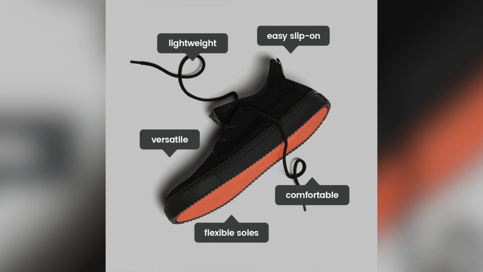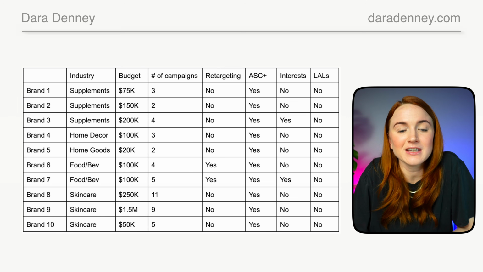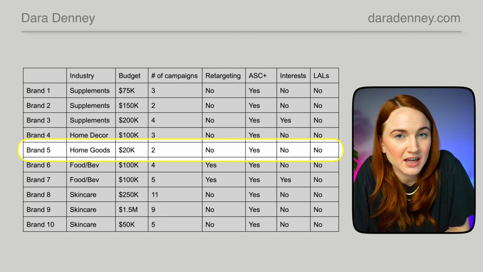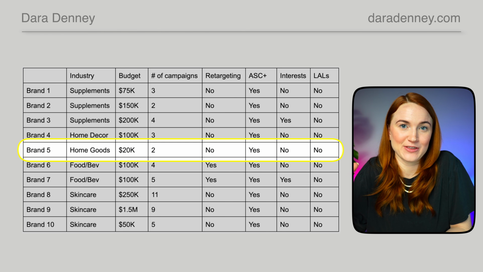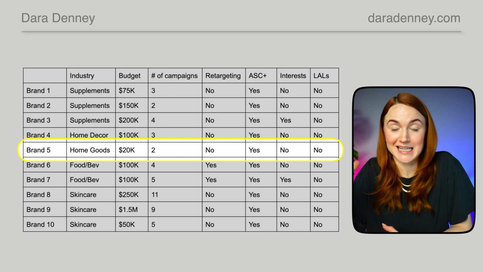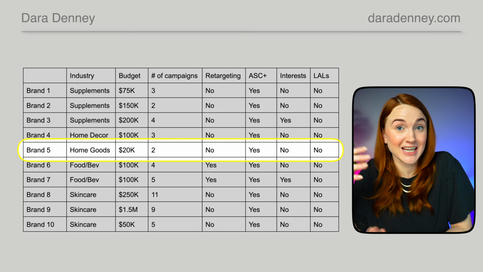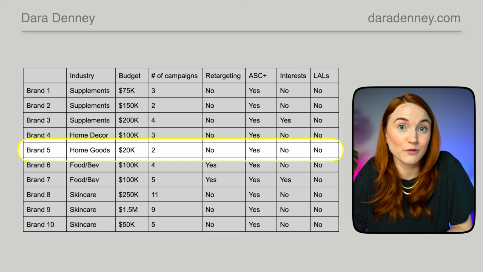This brand should be doing more creative testing, but right now they're trying to mitigate performance by quickly testing out different audiences, and it's not really working. And let's look at brand number 5, spending $20K over the last 30 days in the home goods industry. What's interesting here is I had them marked down for no for both interests and lookalikes, but it is actually something that they've tested over the last 60 days, but turned off due to poor performance.